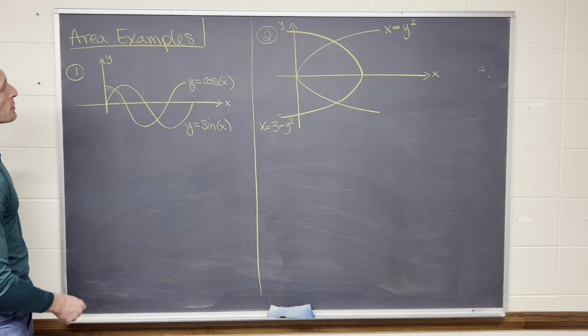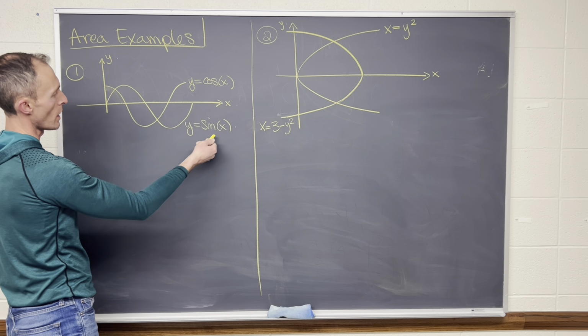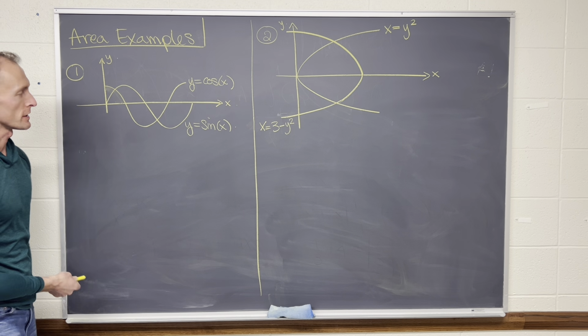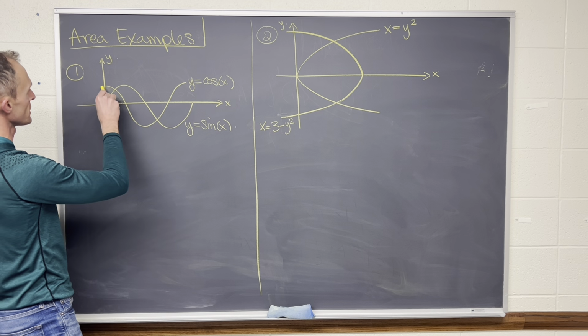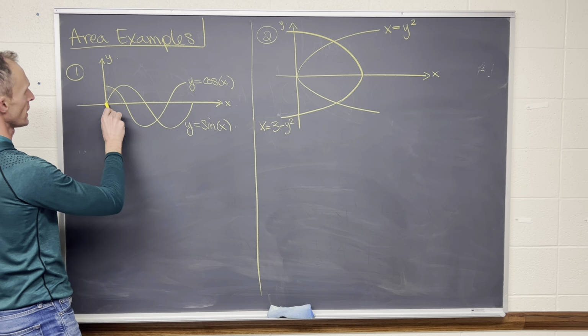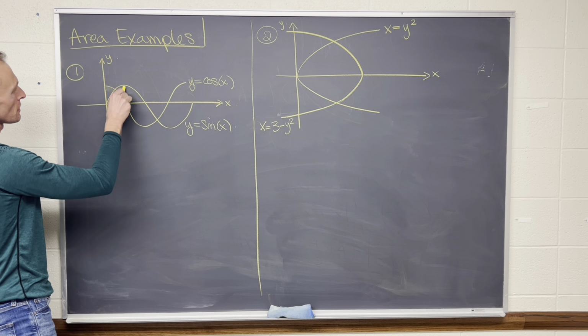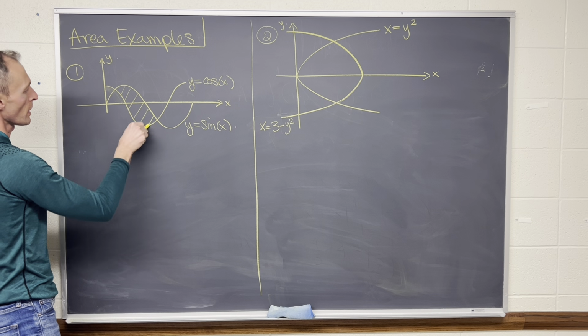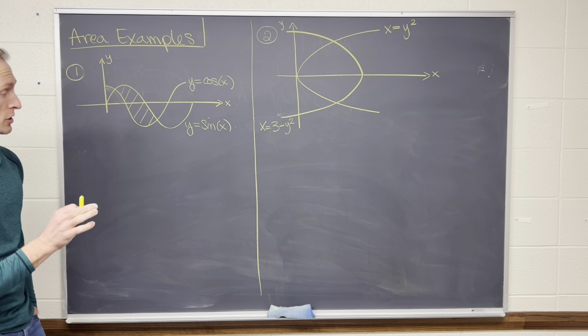So this first example, I've got the two curves, y equals cosine and y equals sine. I did my best trying to draw these, okay? So y equals cosine is this curve here, and y equals sine is this curve here. And the area I'm looking for is going to be right here. That's the area I'm going to restrict myself to.